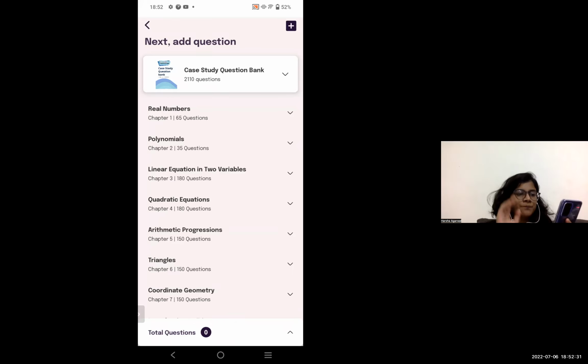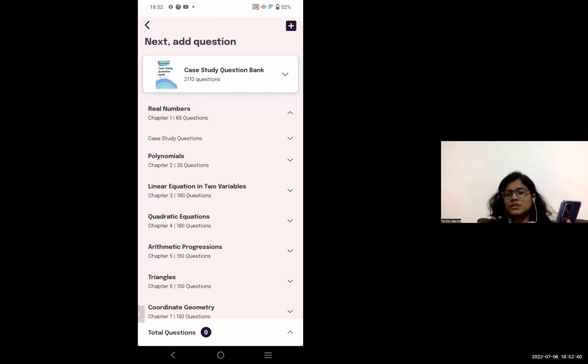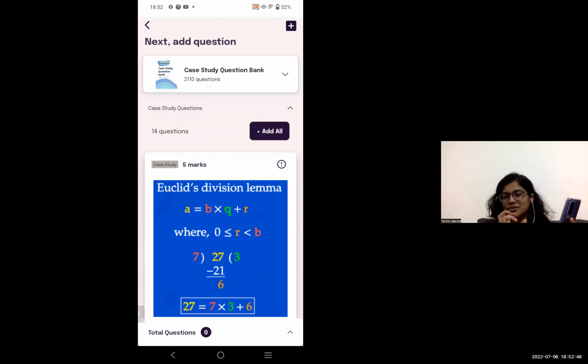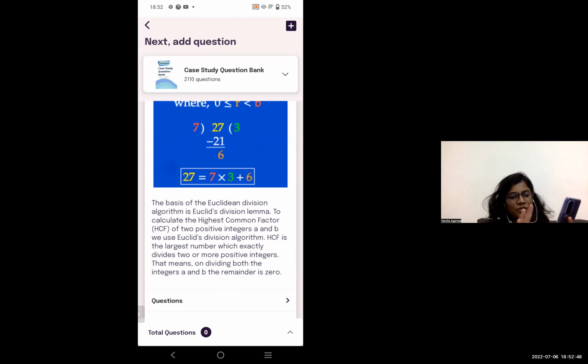Okay, so right now I clicked on standard in mathematics and I went to the case study questions. Let's say I choose the chapter real numbers. After choosing real numbers, you can see on the screen there are case study questions, and you can see how interactive the questions are, with pictures and everything. So I'll click on add.